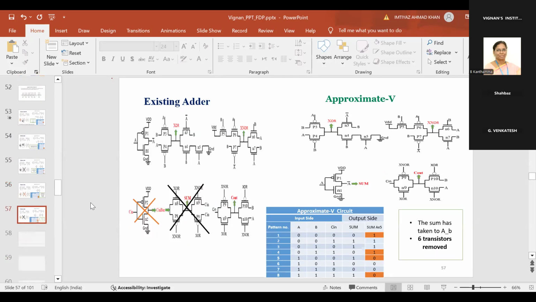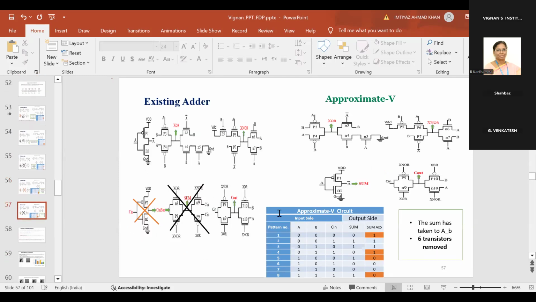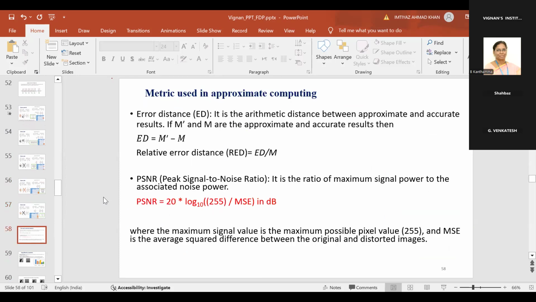And similarly for the fifth case, I have taken the value A to A bar, sum taken from A bar. Then also a total of four values will be wrong. So my power consumption will be low, but this is not an exact circuit, it has some error.